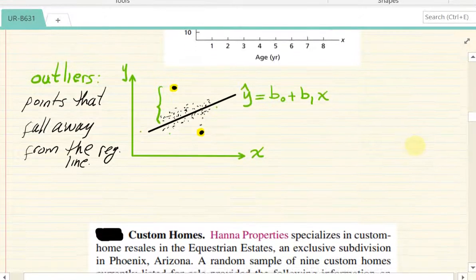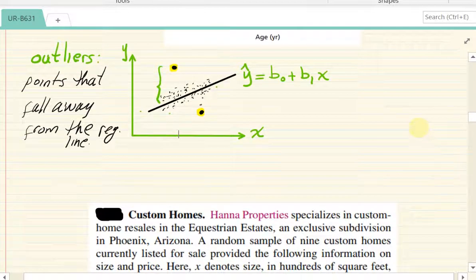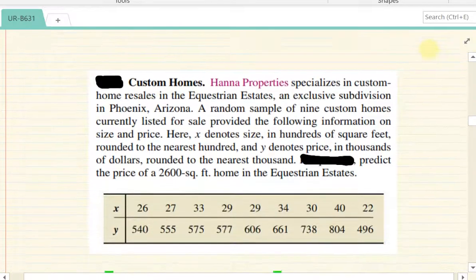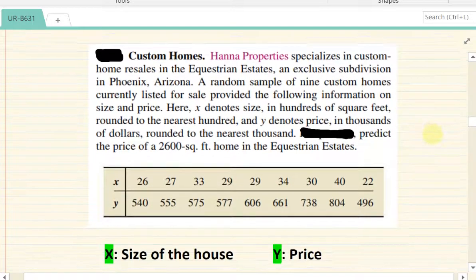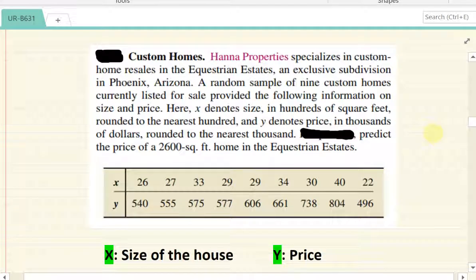We could do that. Now, here's an example. And again, don't worry about the formulas. We're just going to run this through Minitab and see how the regression comes out. So this example actually looks at some custom homes. These are actual data in Phoenix, Arizona. We have a random sample of 9.